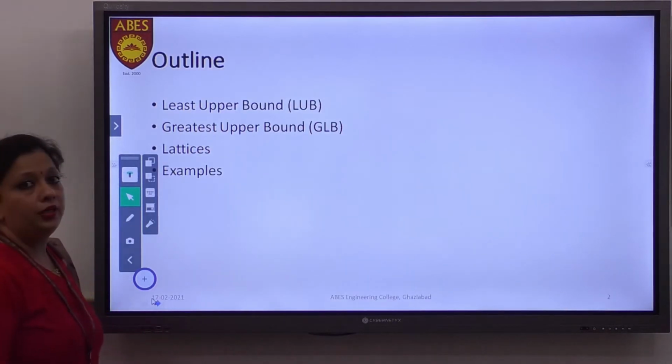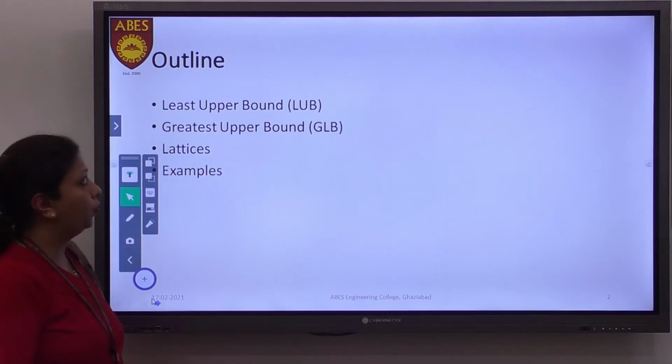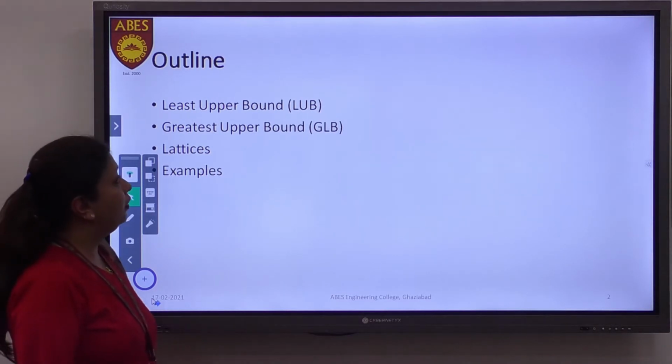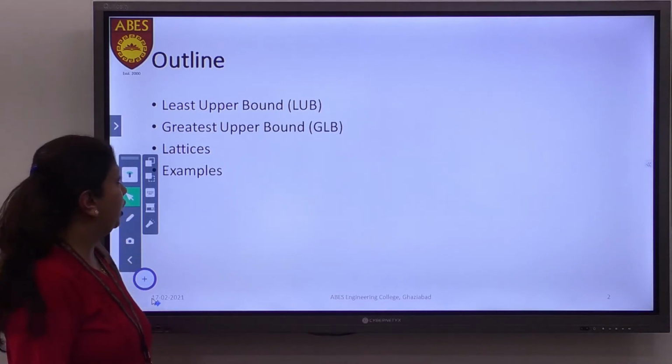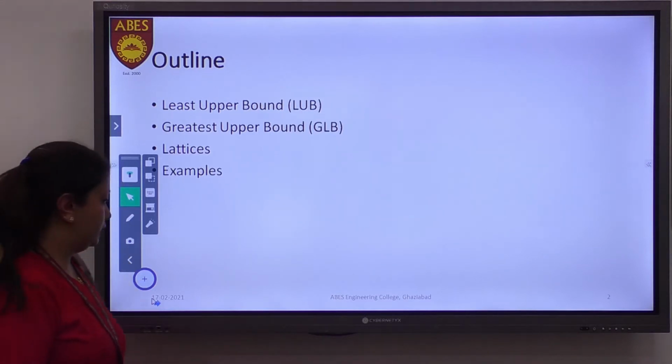So to start with the lecture, we will be discussing these topics. First I will be discussing what is the meaning of least upper bound, which is known as LUB, then greatest lower bound, that is GLB, lattices, and then I will take a few examples of lattices.